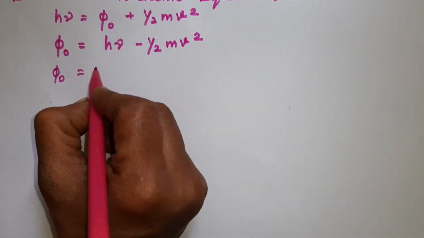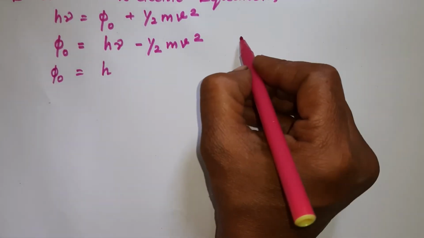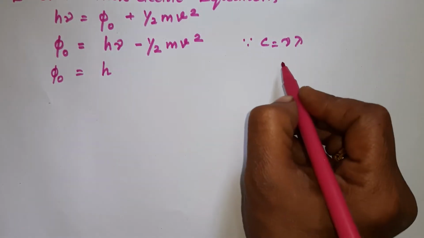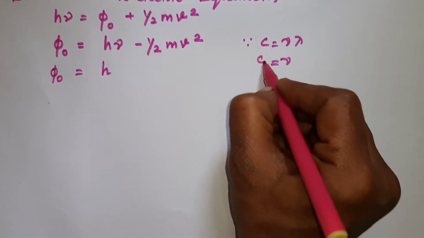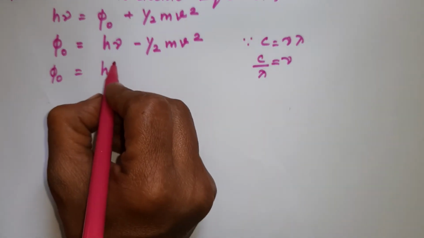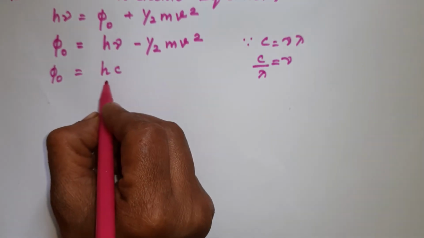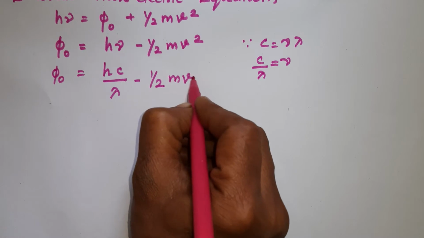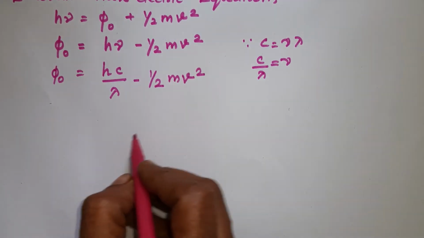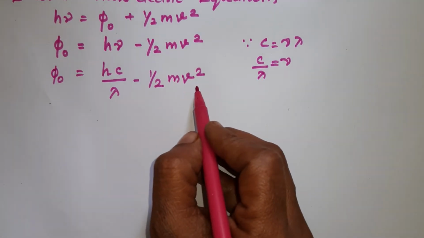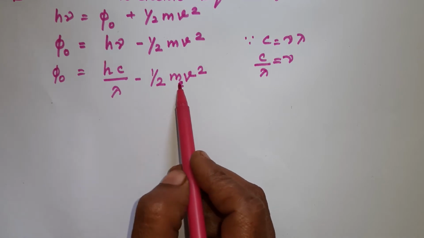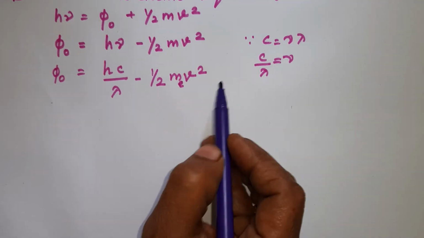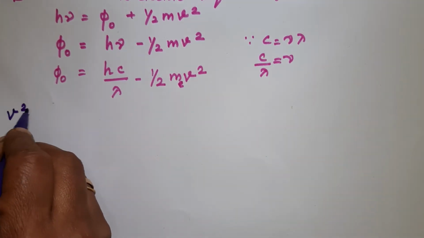So we have phi naught equals h into, since we know c equals nu lambda and nu equals c by lambda, we put here instead of nu, c by lambda, minus half m v square. Here we have to find the velocity. Since it is the mass of the electron, we write it as m e. We need to find v square.